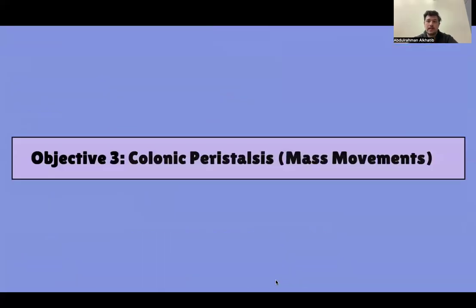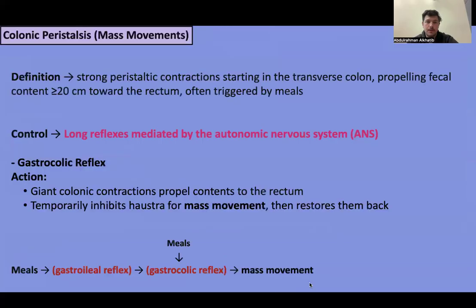Now let's talk about the peristalsis or the mass movements. We said that those are much stronger contractions and they propel the fecal material down into the rectum. And they are mediated by long reflexes mediated by the autonomic nervous system. And this is very important and you guys should focus. So the mass movements are triggered by meals. First of all, when we eat meals, the meals will initiate a gastrocolic reflex. And this gastrocolic reflex will initiate the mass movements.